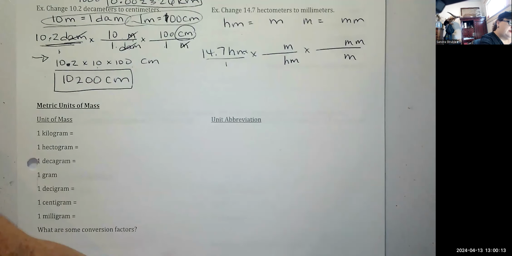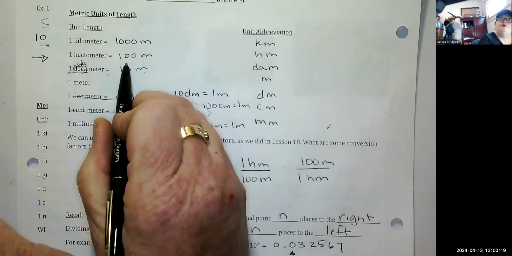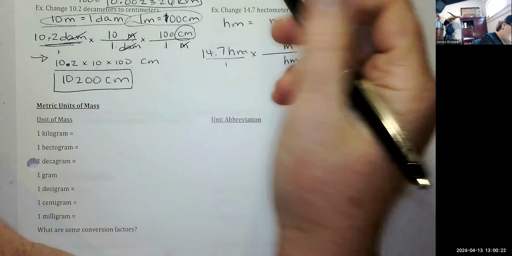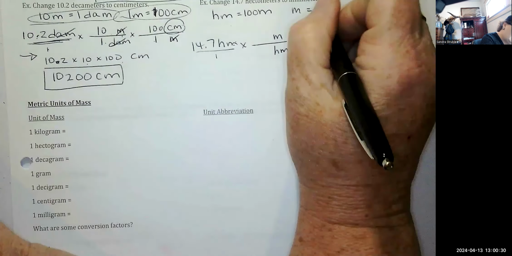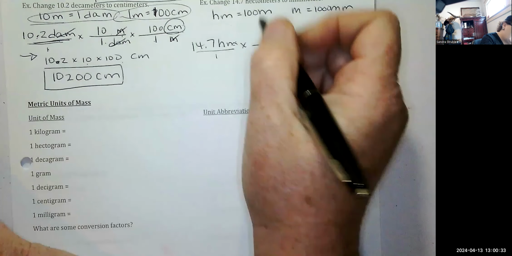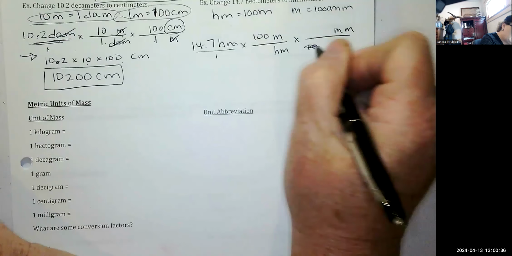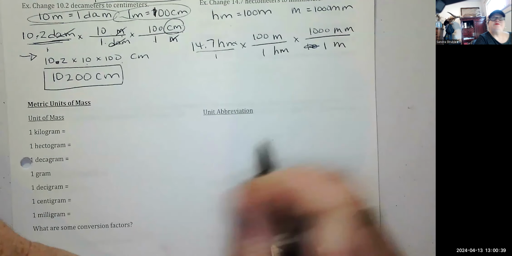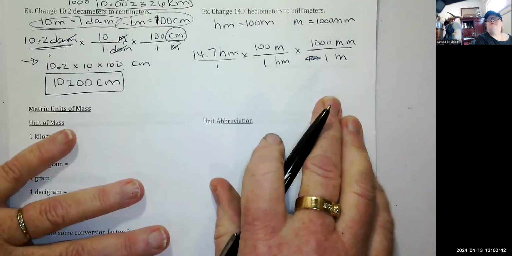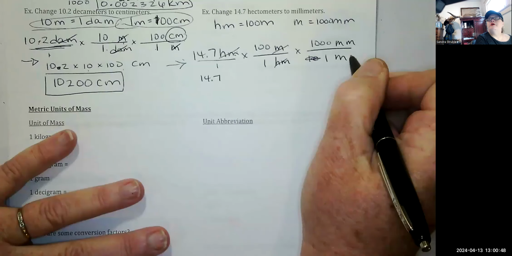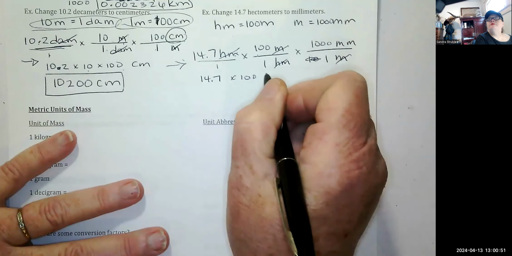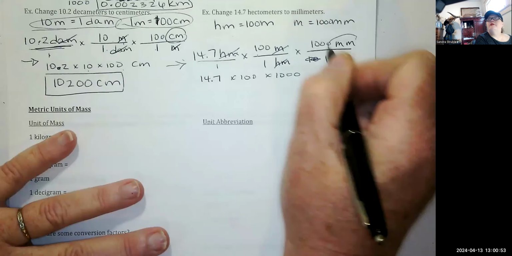Okay. Now I'm going to look to see what my conversions are. So for hectometer, there's 100 meters in a hectometer. 100. And for millimeter, there are 1,000 millimeters in a meter. So 1,000. Now I'm going to plug in my numbers. 100. Oh, that's a 1. That's 1,000. And that's a 1. All right. Multiplying straight across. 14.7. Hectometers are gone. Meters are gone. 100 times 100 times 1,000. And my final answer is millimeters.